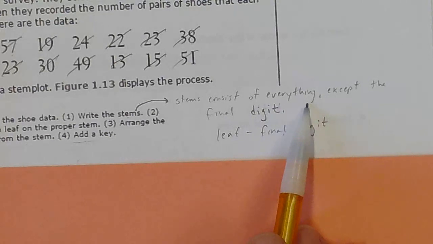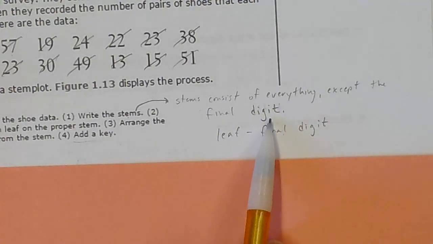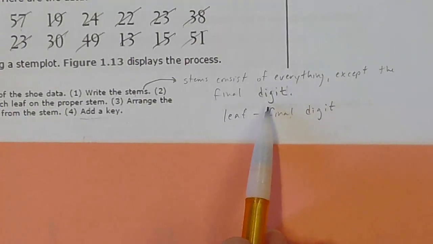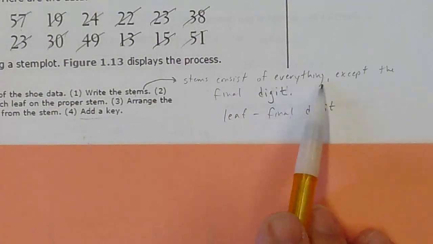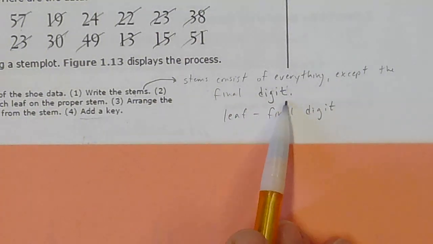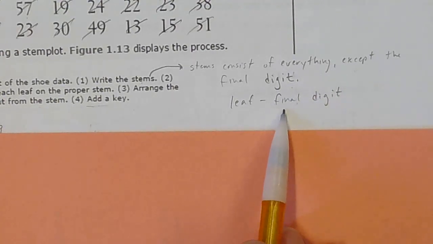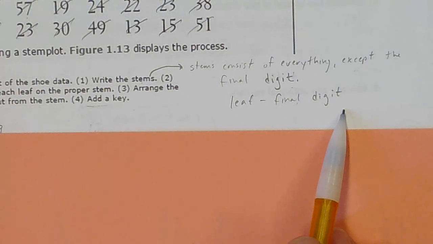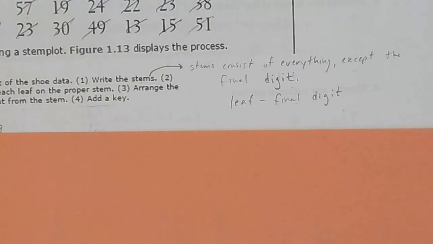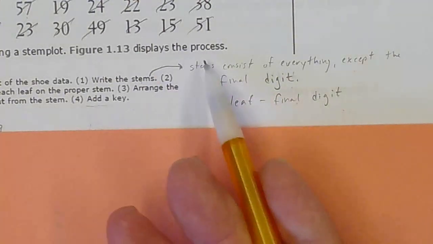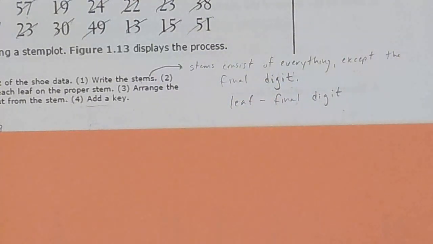The stems consist of everything except the final digit. Maybe you want to add that there. Stems consist of everything except the final digit. The leaf is the final digit. You can use stem and leaves for decimals like GPAs, 3.9, so they're not always this size of number. We can use them for different sizes, so we have to know this format.